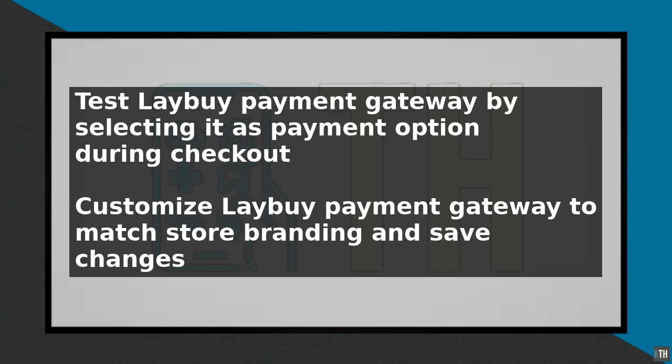You can do this by going to the checkout page of your store and selecting Laybuy as the payment option. Follow the checkout process and ensure that the payment is processed successfully.